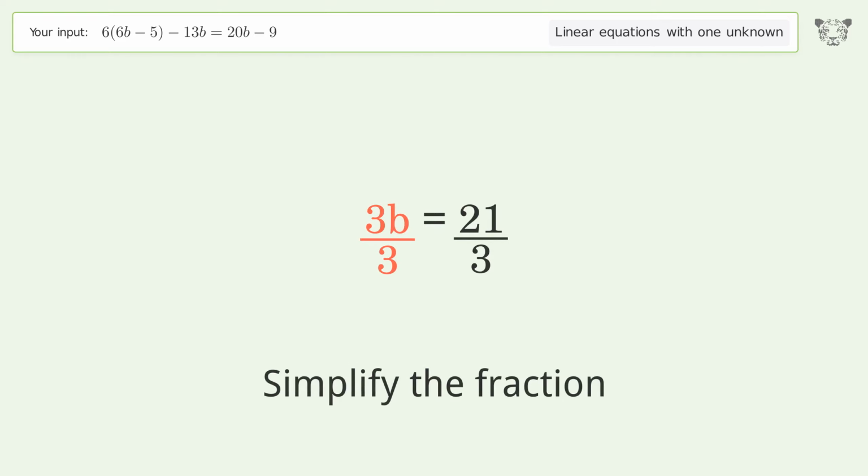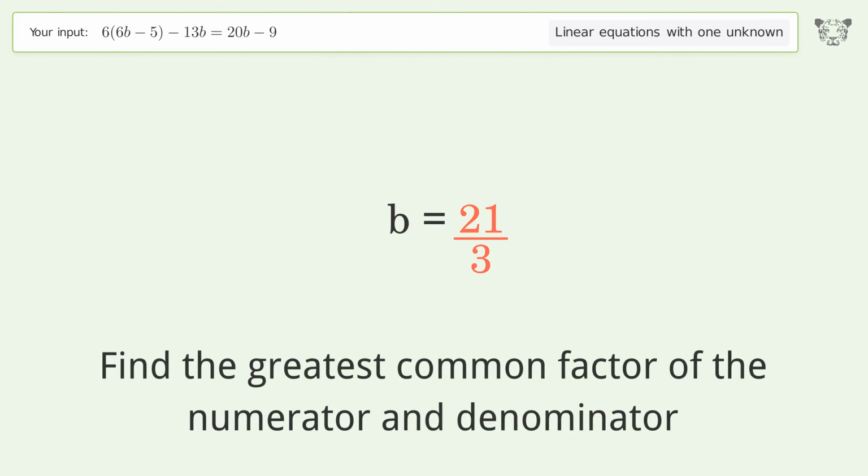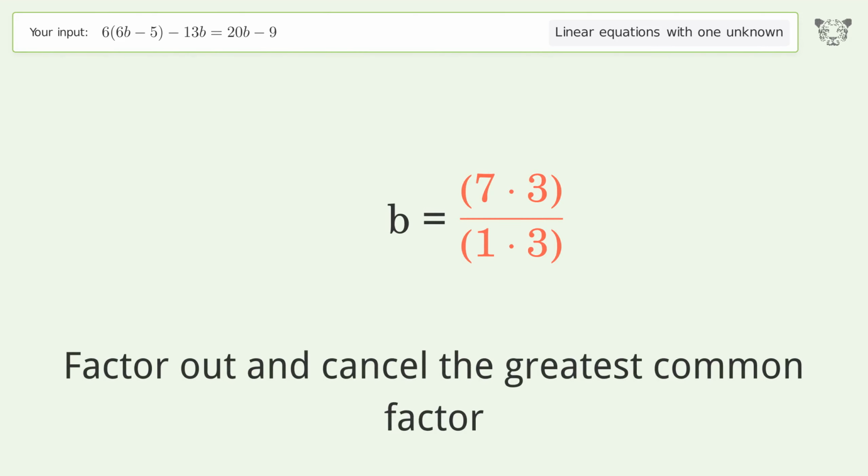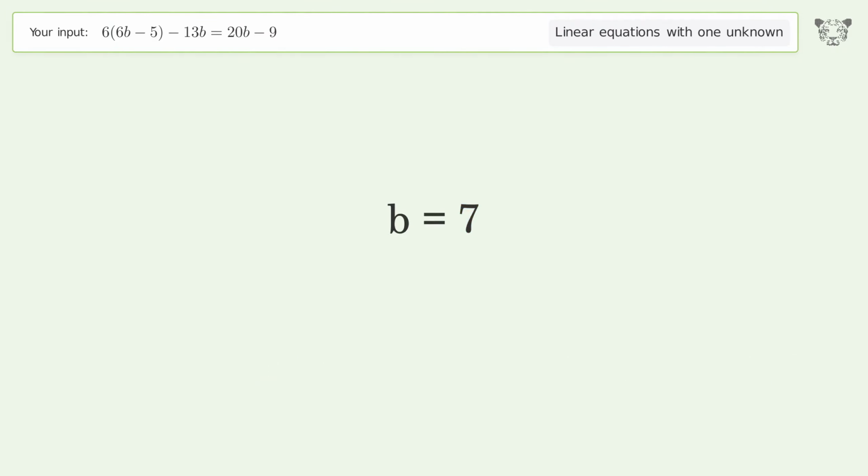Simplify the fraction. Find the greatest common factor of the numerator and denominator. Factor out and cancel the greatest common factor. And so the final result is b equals 7.